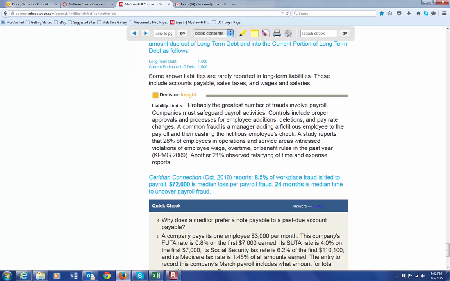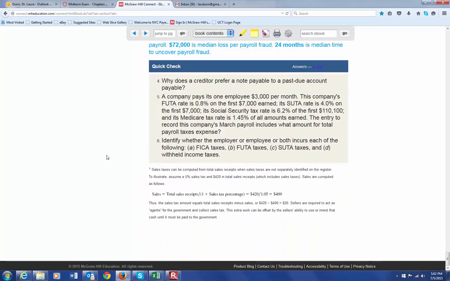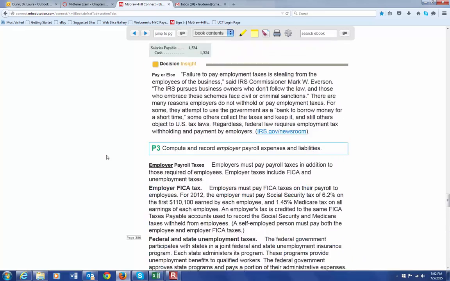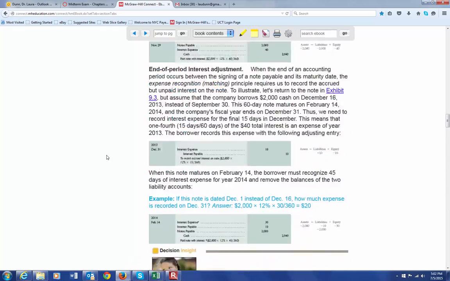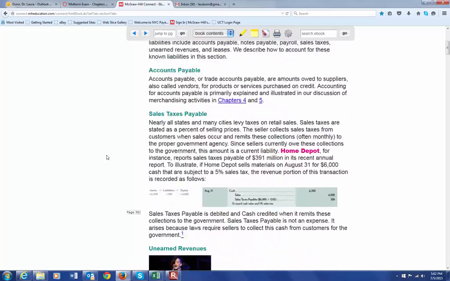This just mentions that most fraud involves payroll, so you can read that for yourself and just look at how some people go about defrauding either the federal government or their own companies.